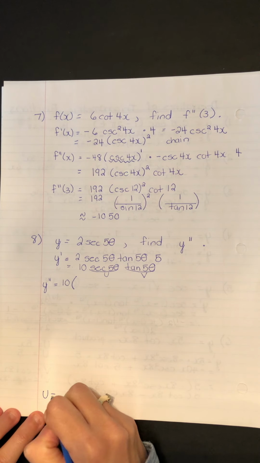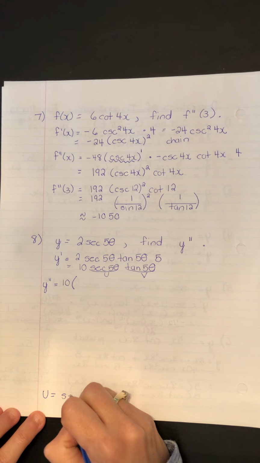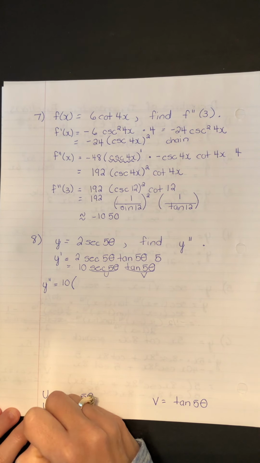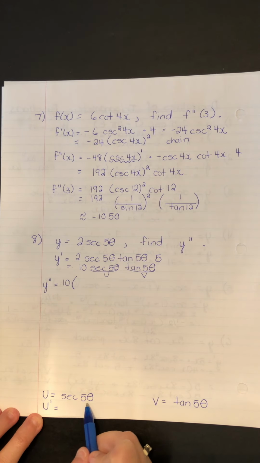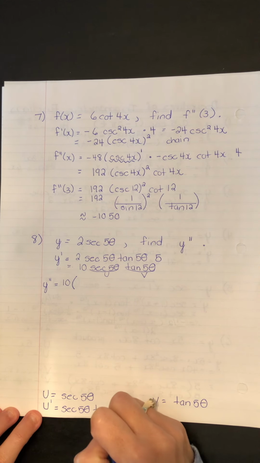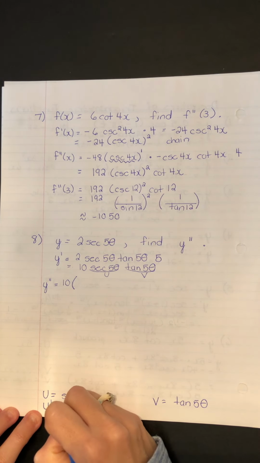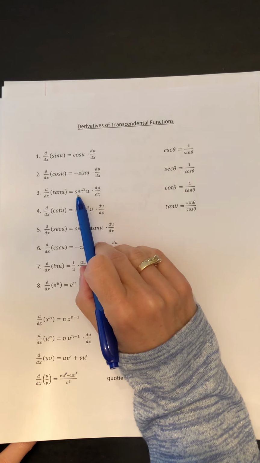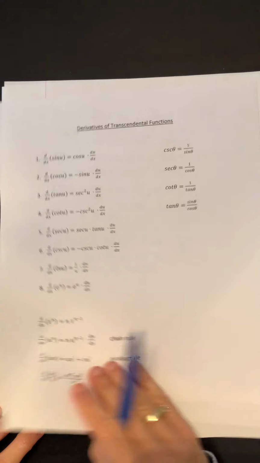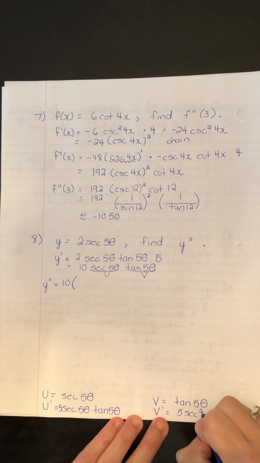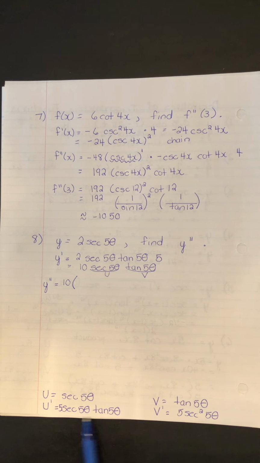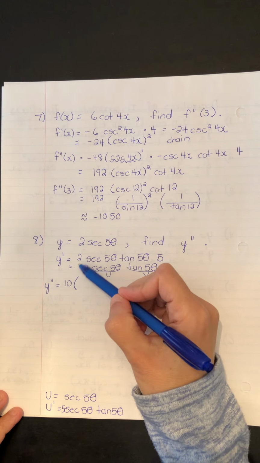So we can say u, so if I leave the 10 out of the picture, then u is my secant 5 theta. And v is my tangent 5 theta. So what is u prime? U is the derivative of secant 5 theta, which is secant 5 theta tangent 5 theta times 5. Maybe I want the 5 in the front. So 5 secant 5 theta tangent 5 theta. What about v prime? What's the derivative of tangent 5 theta? It is secant squared 5 theta times 5. So 5 secant squared 5 theta. Okay, so I've got my u, my v, u prime, v prime. So I'm going to do the product rule right inside this bracket with the 10 outside.